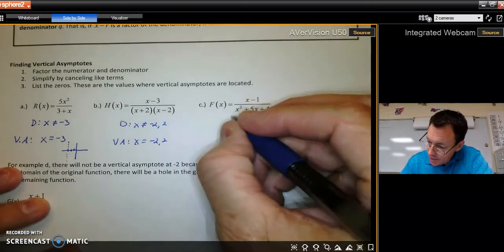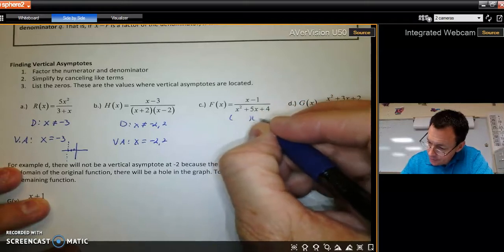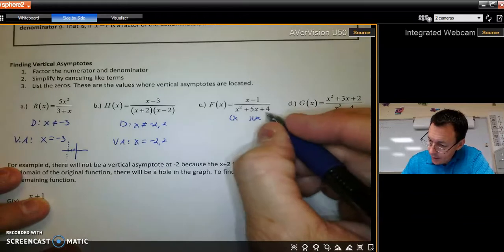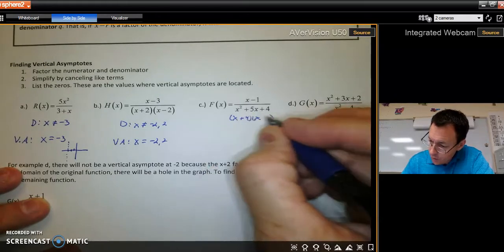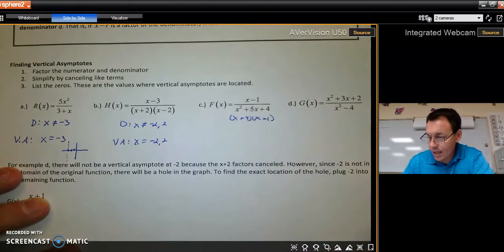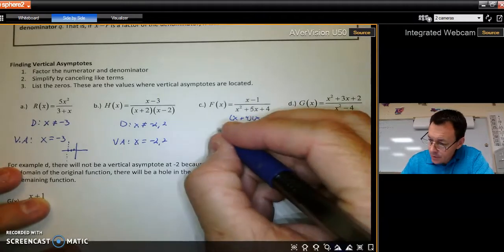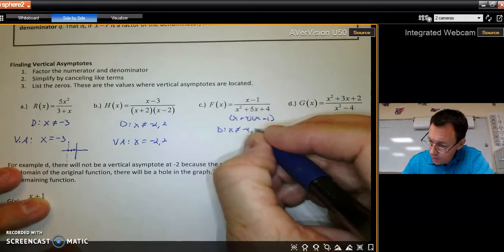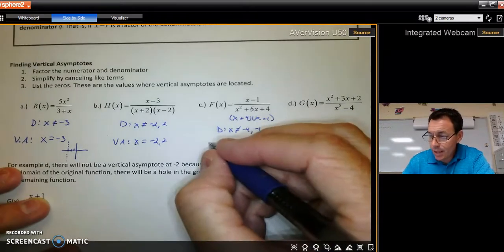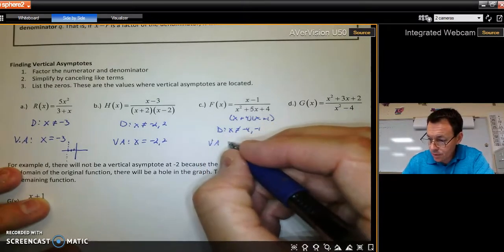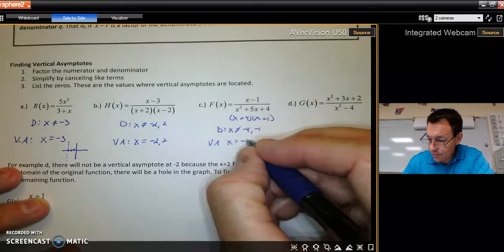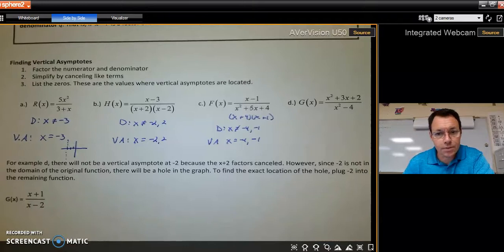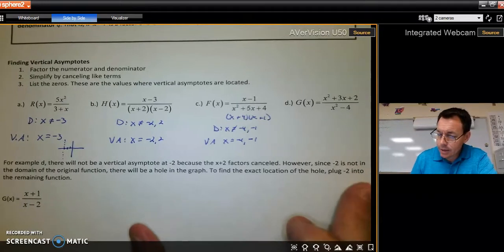This one, okay, I wasn't as nice. This one we have to factor. So x, and then plus 4 and plus 1, factors of 4 that add up to 5. Okay, so domain x cannot equal negative 4 or negative 1, which means, again, we're going to have two vertical asymptotes, one at x equals negative 4 and one at x equals negative 1. Okay, two vertical asymptotes.